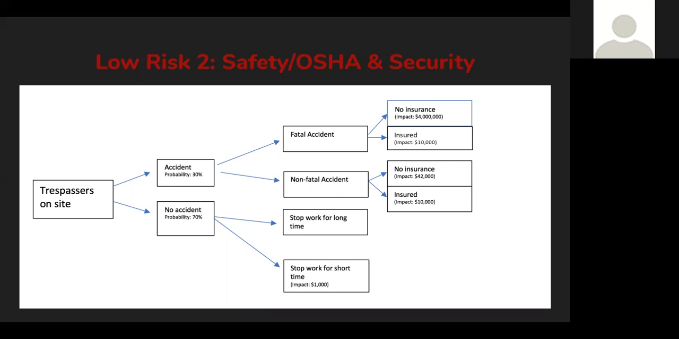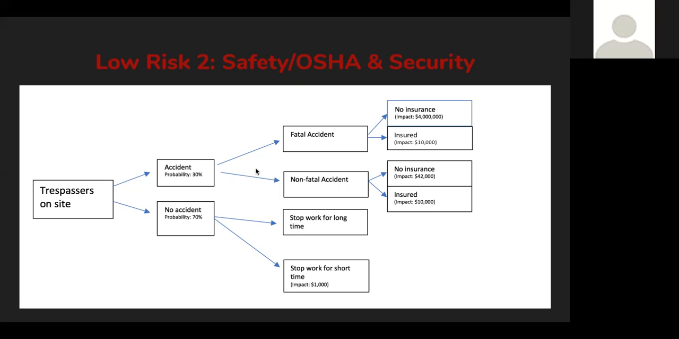So with trespassers, we wanted to look at if someone came in, what would the impacts be if they had an accident or did not have an accident. With trespassing on an active construction site, it can lead to an accident, whether it's someone working on it or someone coming into it. If the injury is fatal, then the company will be held responsible. If there is insurance, then the company will not be liable. But if there's no insurance, the accident can lead the company to costs of around 1.2 million.